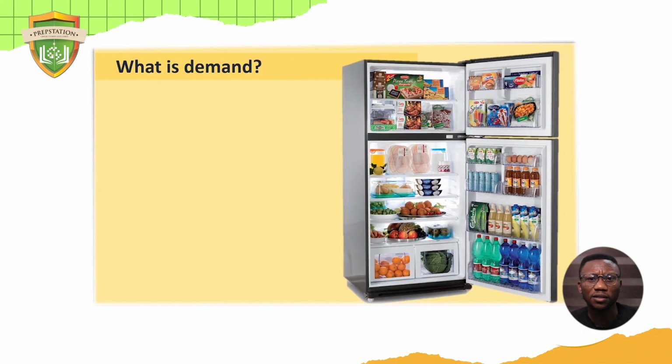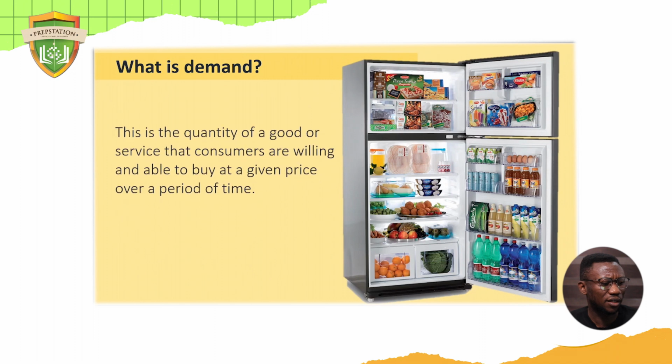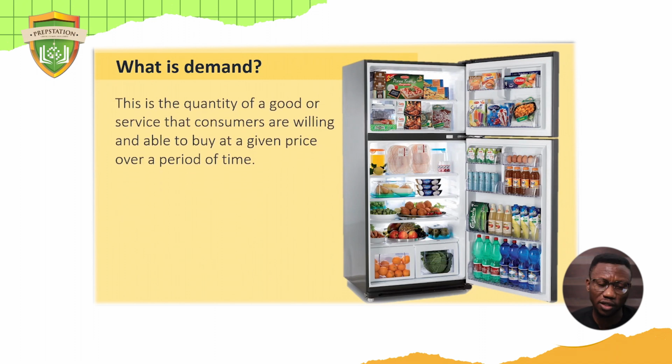What is demand? The basic definition for demand says that it is the quantity of a good or service that consumers are willing and able to buy at a given price over a period of time. The keywords here are price, willingness, and ability. Because as a consumer, if you want to buy a product, you must be willing to buy it and you must be able to afford it. You must be able to buy it. That's what we call effective demand in economics. So it's very important for you to be able to afford something or be able to buy it, even if you're desiring it or you're willing to buy it.